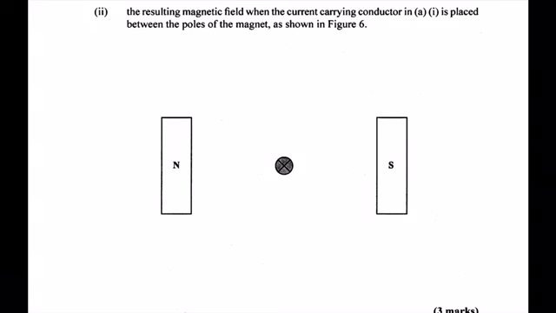Alright, so the resulting magnetic field when the current carrying conductor is placed between the poles of the magnet as shown in figure 6. Alright, so you start off with your circles first in this kind of question. By the way, there are a few diagrams like this you need to know. You need to know your electromagnet and your solenoid and how these wires will look in the field going in and out. Drawing these circles is a nightmare, especially when I'm doing it live. I'll just pretend these circles look beautiful. So yeah, use your imagination.